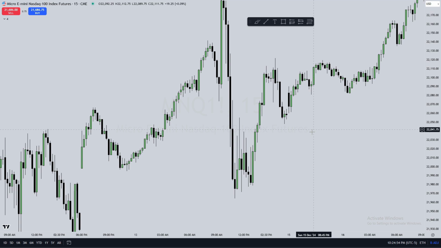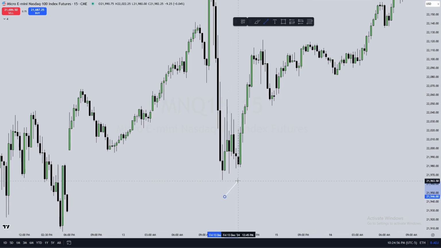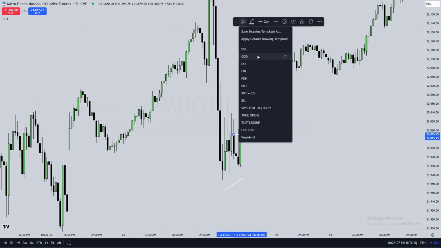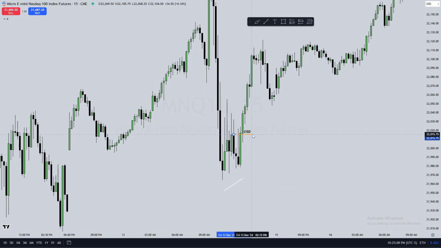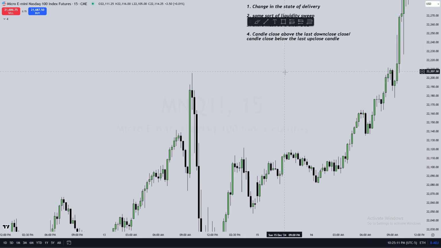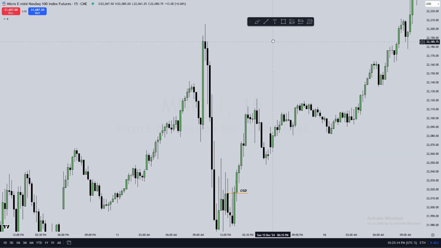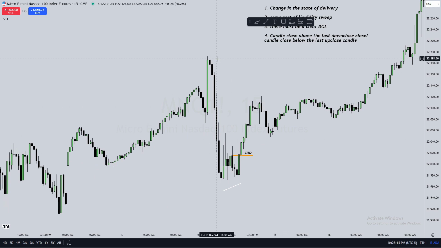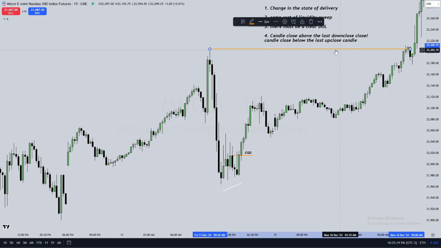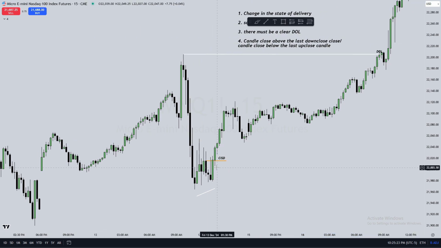So as you can see in this example, we have an SMT / liquidity sweep at these lows. We have a strong displacement and we have this engulfing right here. As we discussed, we have this change in the state of delivery, and the last thing is we have our clear draw on liquidity, which is this up here. And as you can see, we tap into this draw on liquidity. So pretty much this order block would have been valid.